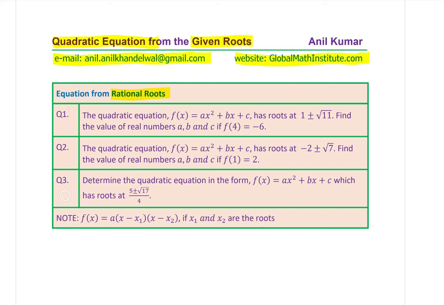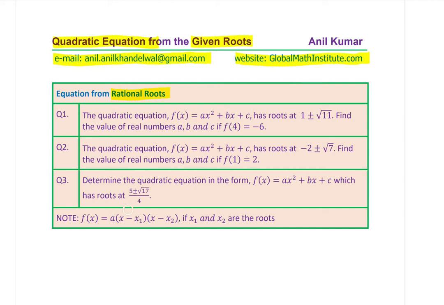Question number 3 is slightly different. Determine the quadratic equation in the form of f of x equals ax squared plus bx plus c, that's the standard form, which has roots at 5 plus minus square root of 17 divided by 4. So these are the three questions for you. You can pause the video, answer the questions, and then look into my suggestions.